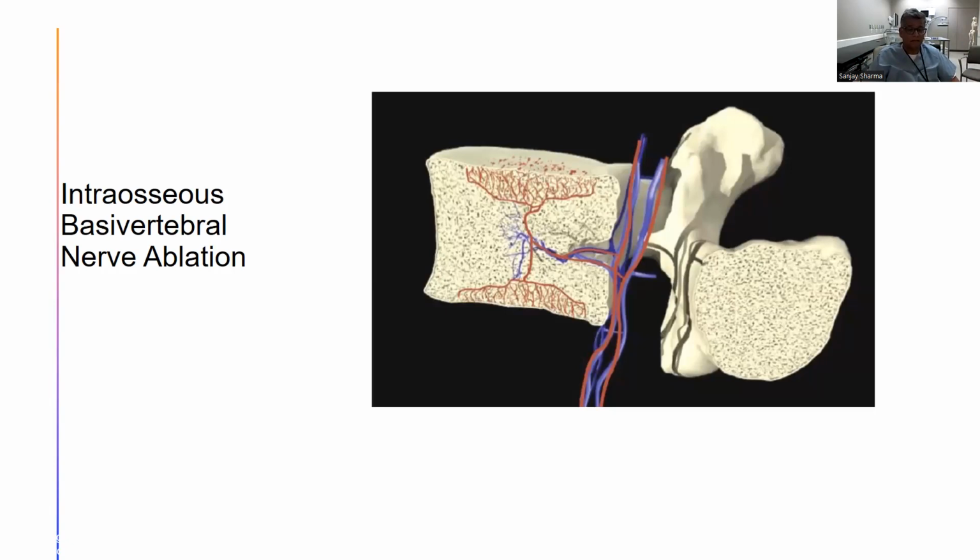Then again, this is another very useful procedure, intraosseous basivertebral nerve ablation. We use that for discogenic pain. The inflammatory mediators from the disc, as I had shown earlier, go into the vertebral bodies and cause inflammation in the body as well. The main nerve that goes to the disc and carries sensation is the intraosseous basivertebral nerve. So we go in and ablate the nerves. I'll show you in a second.